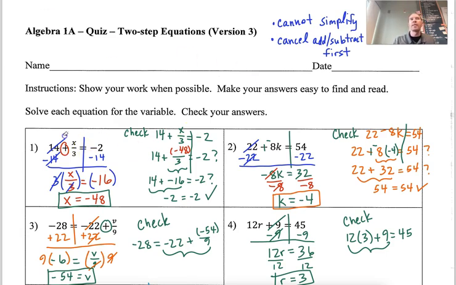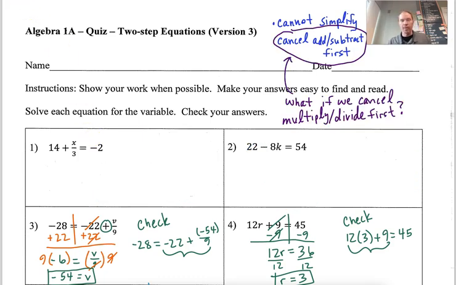But what if we wanted to cancel the multiplication or division first? I'll pause real quick while I erase this all. Okay, so that's all erased. So yeah, what if we go back and say, well, Kevin, you recommend we cancel the addition or subtraction first, but we don't have to follow your recommendation. What if we cancel the multiplication or division first? So let me show you what it looks like. We'll do number 1 here.